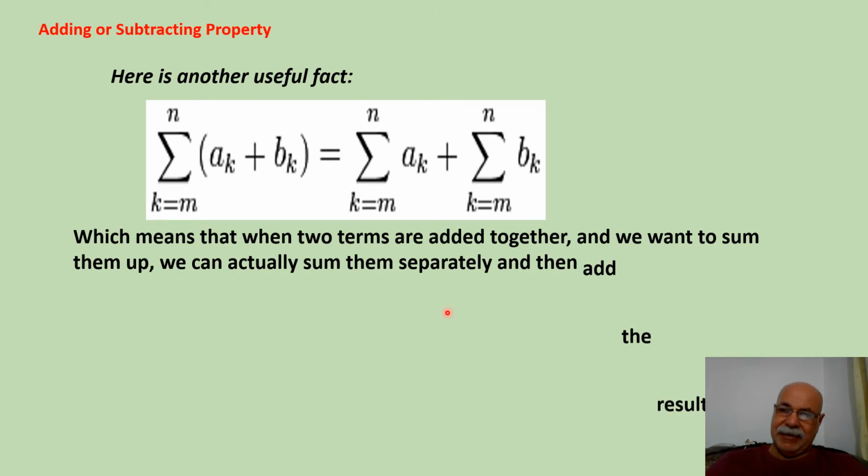This is the note I wanted to explain to you, which means that when we have two terms added together and want to sum them up, we can actually sum them separately, this one and this one, and then add the results, after we substitute the letters with the numbers given in the question.